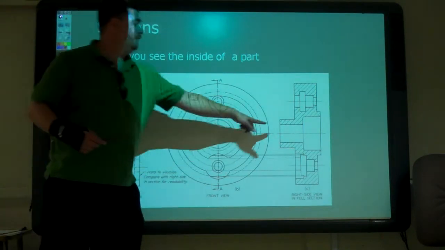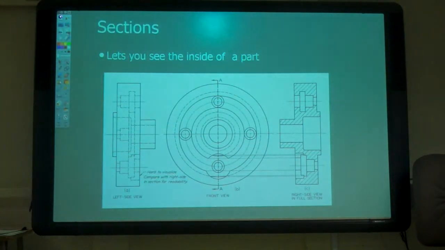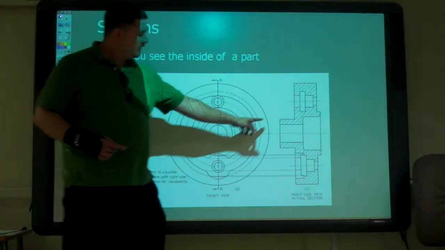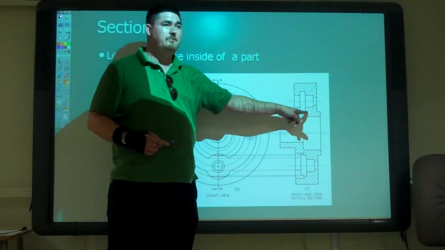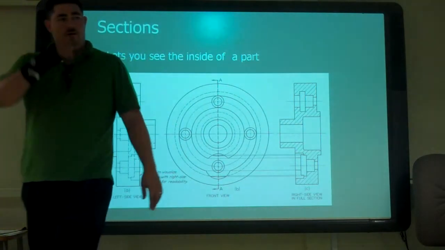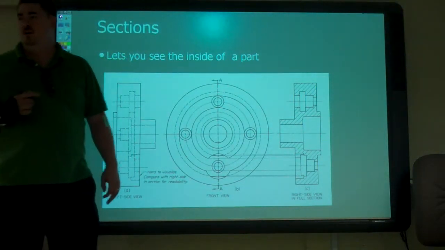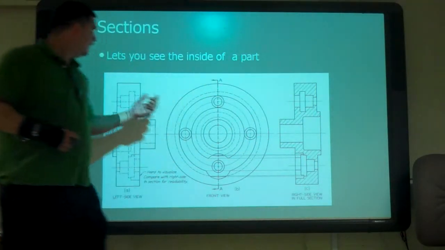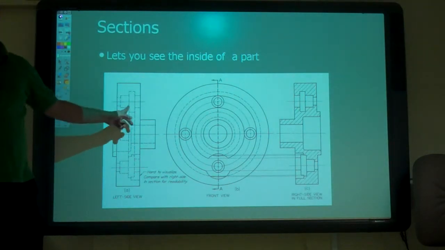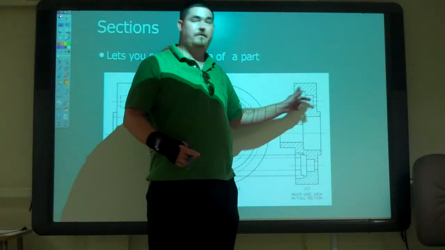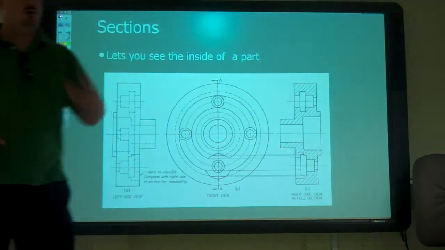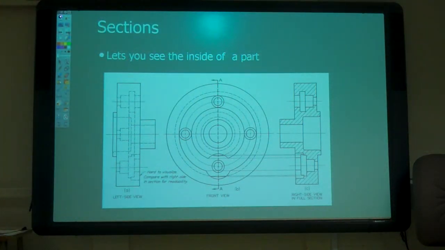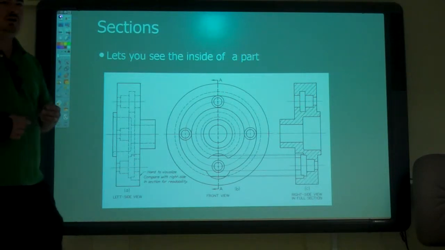Okay. So doesn't this look a lot better than that? Can't you see what's going on a little bit better? So that's why we do the section. Now we can see the inside, and we can see more clearly what's going on. When we get to dimensioning in a few weeks, one of the things that we'll do is you can only dimension the lines that are visible. So here, you can't dimension any of this stuff. But here, now you can. So we'll talk more about this when we get to dimensioning in a few weeks. So any questions so far?